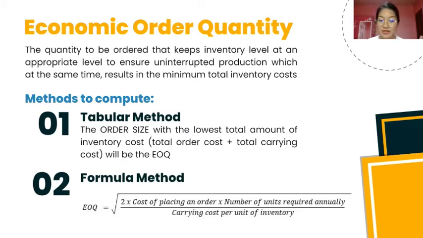The inventory cost is the total order cost plus total carrying cost, which will give the EOQ. And we also have the formula method, that is the square root of 2 multiplied by the cost of placing an order multiplied by the number of units required annually, over the carrying cost per unit of inventory. So please memorize this formula.